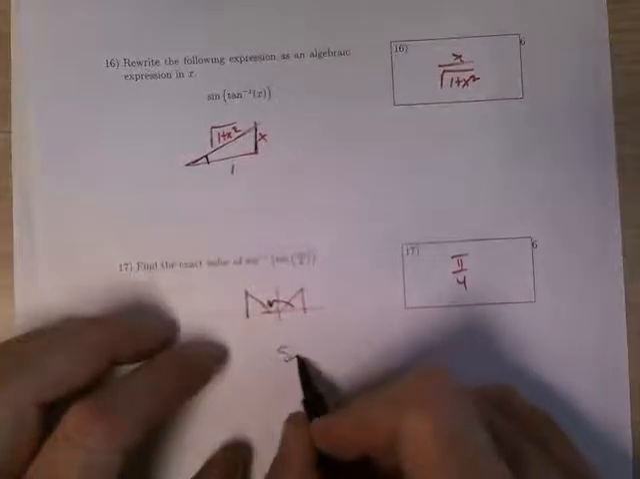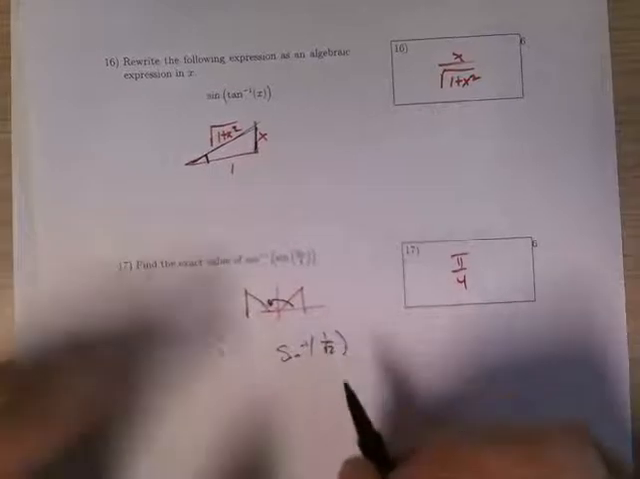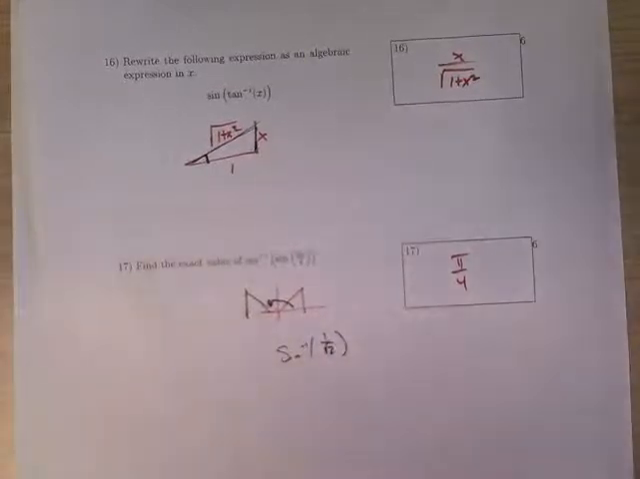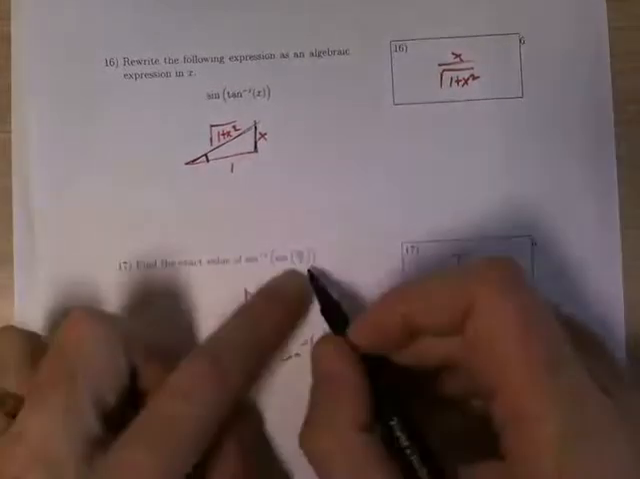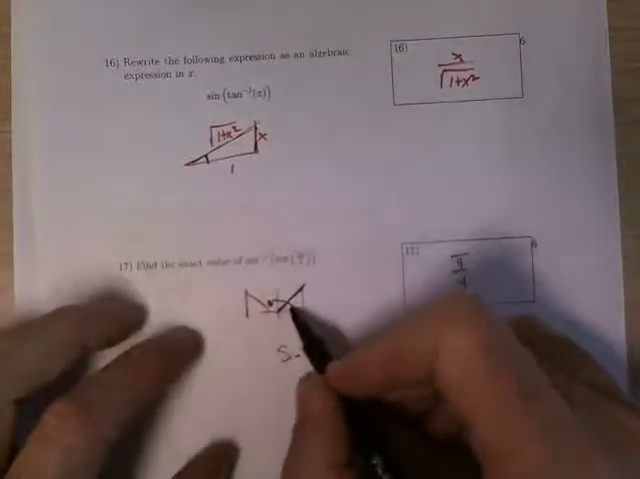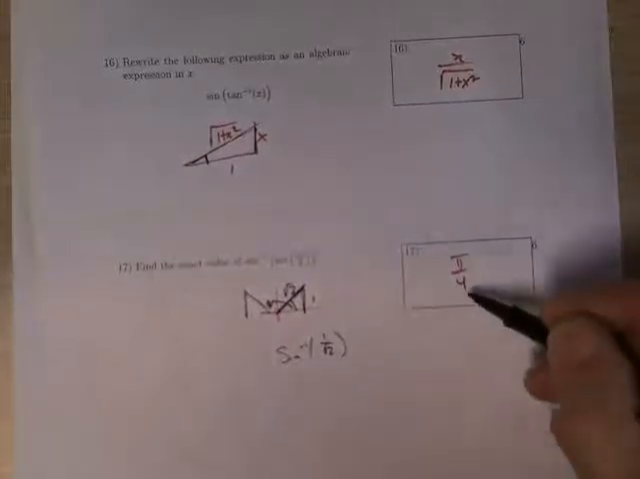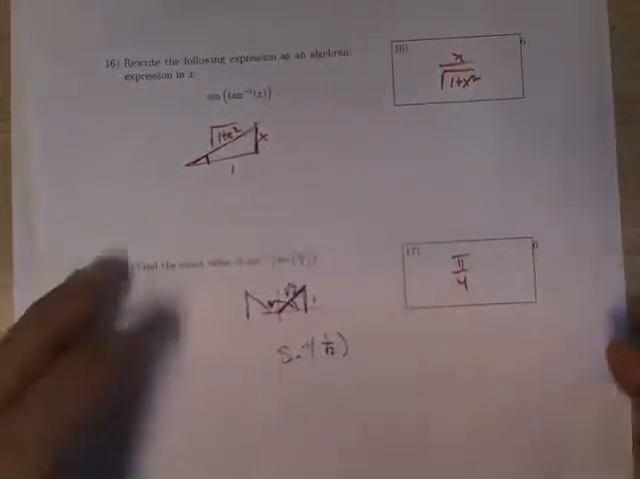But then when I ask for the sine inverse of 1 over square root of 2, that literally means the smallest angle whose sine is 1 over the square root of 2. You're not going to get 3 pi over 4 back again, because that's not the smallest angle. This smaller angle of just pi over 4 has a sine of 1 over the square root of 2. So pi over 4 is the solution there.